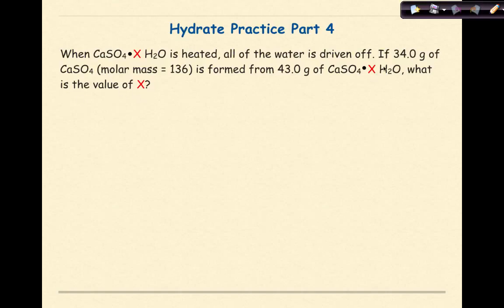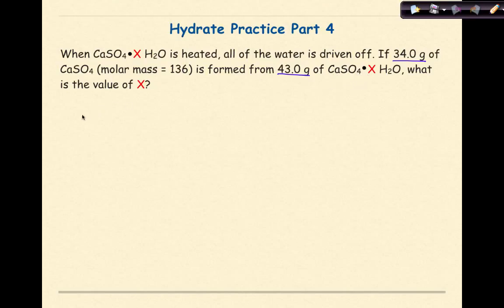There's a number of different pieces of information that they give us here. The first is the 34 grams of the CaSO4. That is our anhydrous salt. And then the molar mass is the mass of 1 mole of CaSO4. This is formed from 43 grams of our hydrated CaSO4. So the 43 grams of hydrated CaSO4 represents our hydrate.